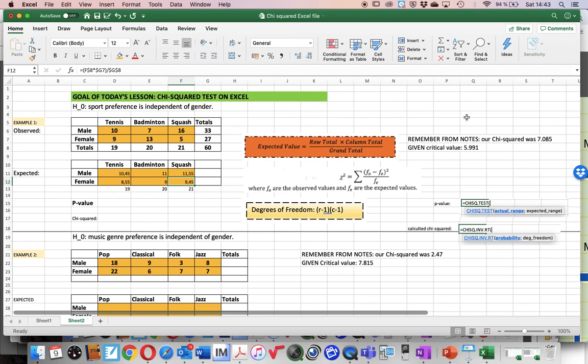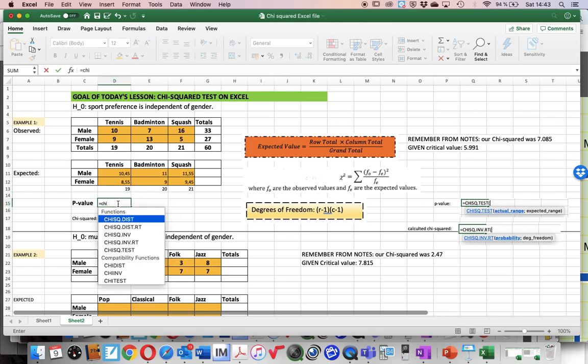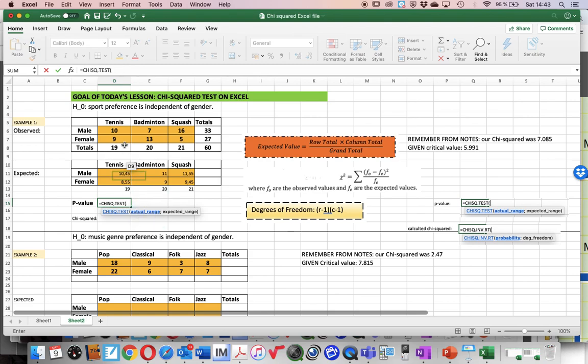Okay, now on to calculating our chi-squared value. It has 2 steps. Here's your first one. We're going to do the chi-squared test. I'm going to select that. And it's going to ask me for the actual range. That's our observed. Notice we do not take the totals. And then semicolon. It's going to ask us for the expected. So we're going to select the expected values, and then we're going to hit enter on that.